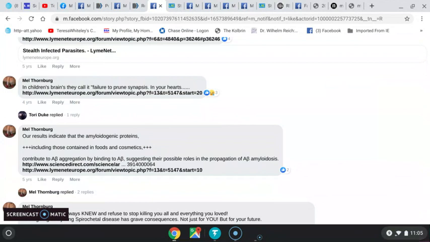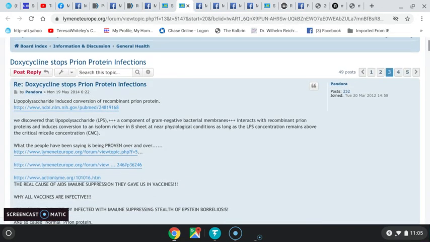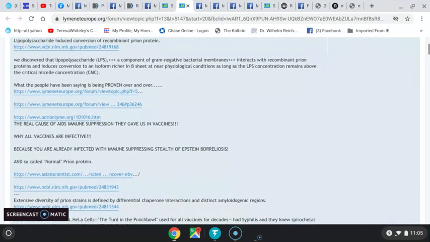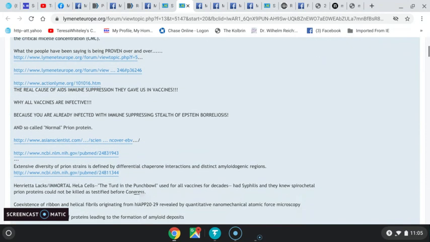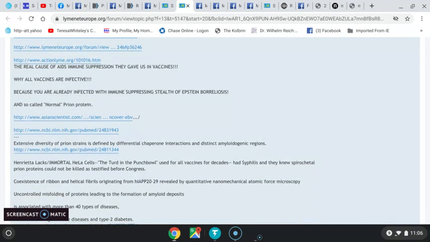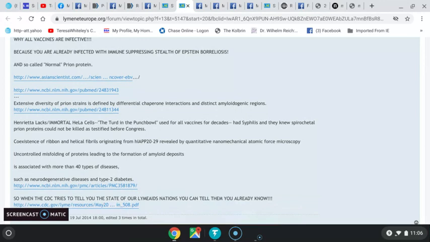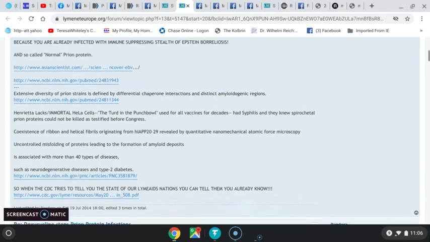In children's brains, they call it failure to prune synapses. In your heart, they call it lipopolysaccharide-induced conversion of recombinant prion protein. What the people have been saying has been proven over and over. The real cause of AIDS, immune suppression they gave us in vaccines. Why all vaccines are infected, because you are already infected with immune suppressing stealth of Epstein Borreliosis, and also so-called normal prion protein.